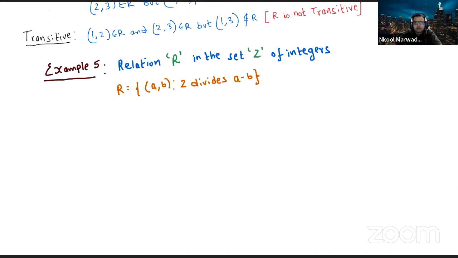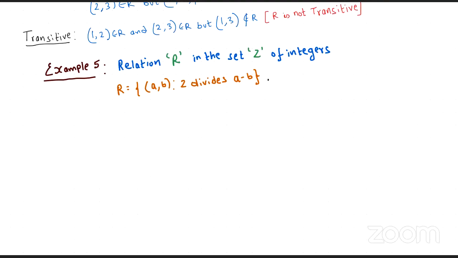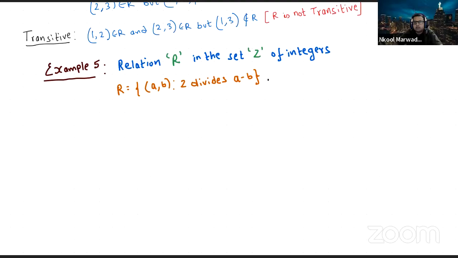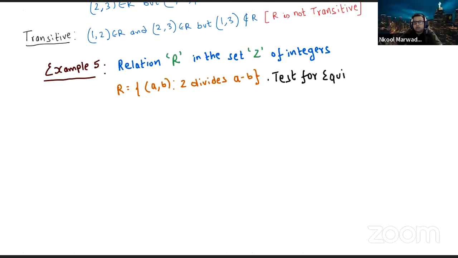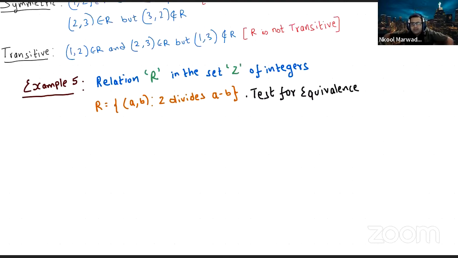This is the relation. Now, what we have to do in this question? Test for equivalence. Like 5 minus 3, which will give 2. Is that possible? Yes, because 2 divides 2, that is possible. Any number which can be divided by 2. Like 2 divides A minus B. So if A minus B is 10, then 2 divides 10. 2 can divide 20, 2 can divide 14.